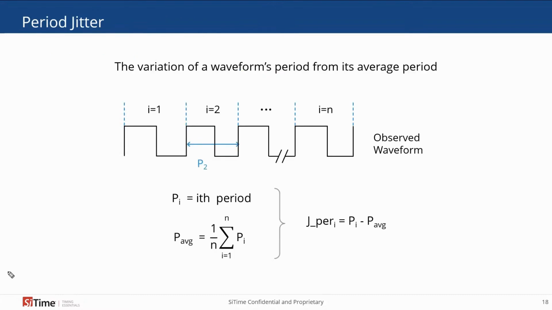Here we show the definition of period jitter. Period jitter is fairly simple to understand. Its definition is the variation of any one period from its average value. So to calculate period jitter, you take the instantaneous period and you subtract from it its average value.